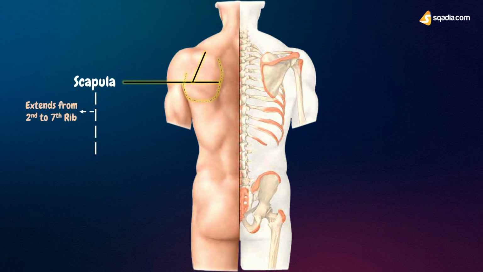The scapula, or shoulder blade, is placed on the posterolateral aspect of the upper part of the thorax. It extends from the 2nd to 7th ribs. Although it is thickly covered by muscles, most of its outline is palpable, especially the medial border.